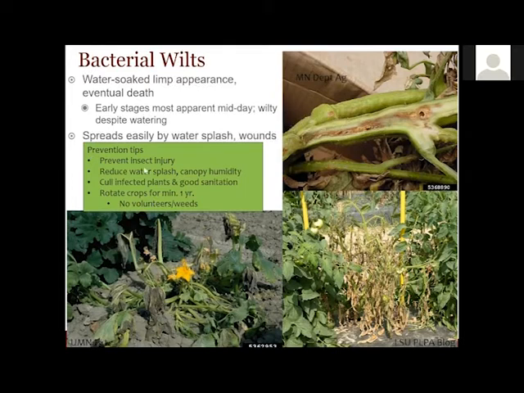Some prevention tips: prevent insect injury, reduce water splash, prune things out, or increase your plant spacing to let things dry out and reduce that canopy humidity. Cull infected plants and practice good sanitation. I don't like putting diseased plants back into compost piles. In theory, if you got your compost pile up to temperature perfectly every time, and every bit of it to the right temperature, it would probably be all right. But for me, it's not worth the risk, since you might get two cups of compost from it, so I personally don't choose to do that.